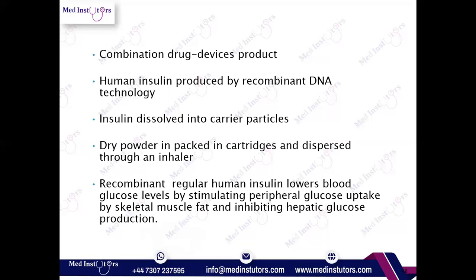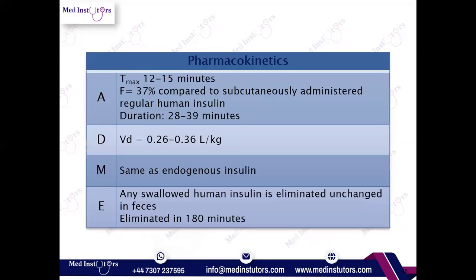Recombinant regular human insulin lowers the blood glucose levels by stimulating the peripheral glucose receptors. You know the mechanism already. So this is Afreeza. In the pharmacokinetics of Afreeza, absorption, distribution, metabolism, and excretion constitute the pharmacokinetics. So it is absorbed. The F stands for bioavailability. Remember, the inhaled insulin has 37% bioavailability compared to the subcutaneously administered regular human insulin.